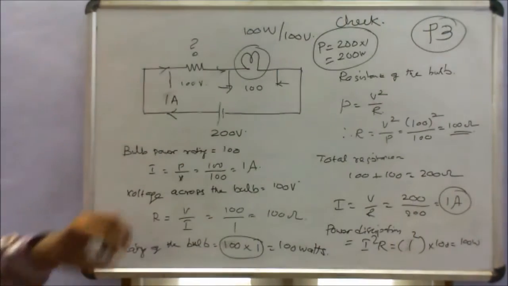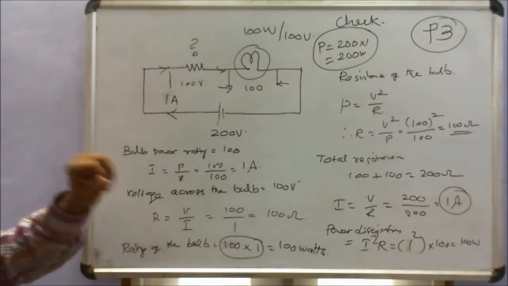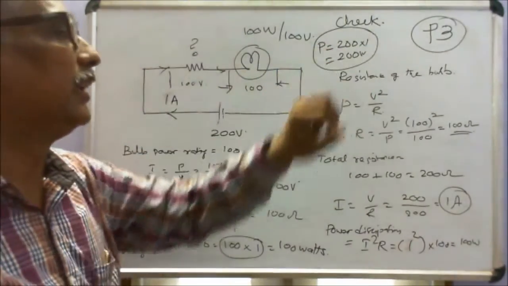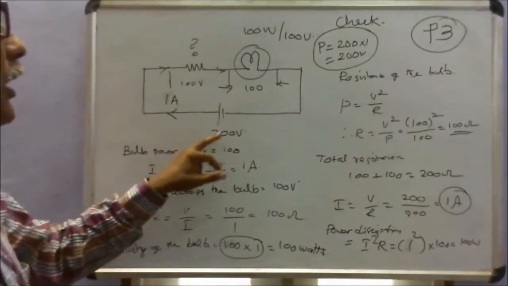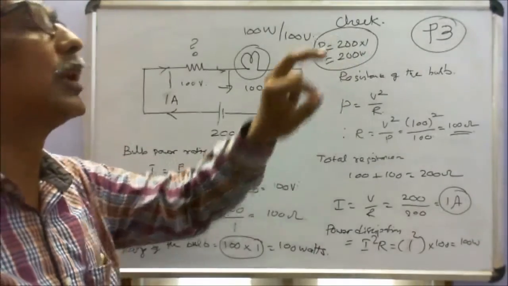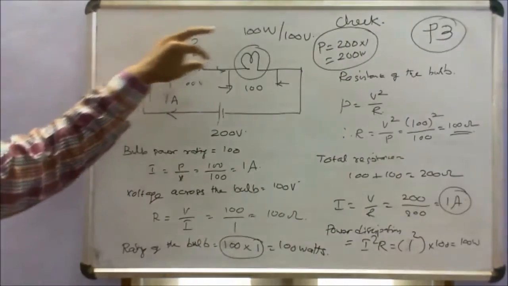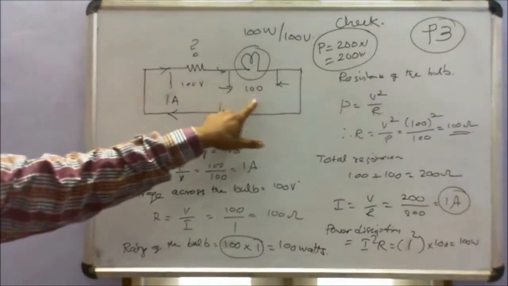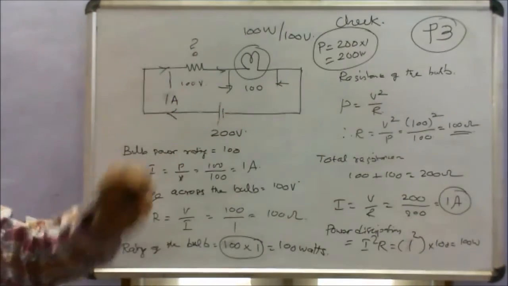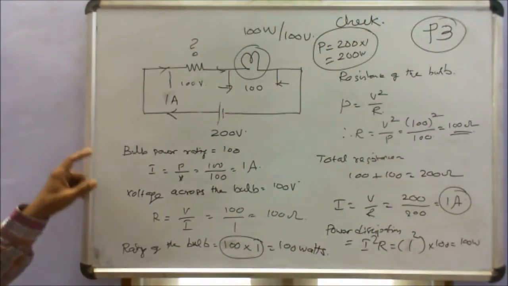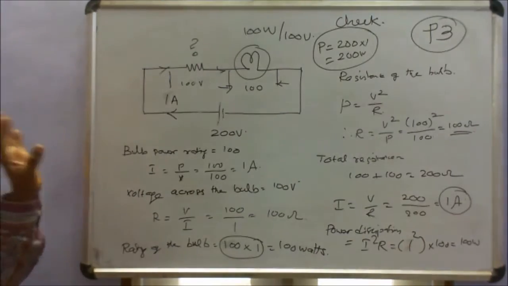We can check whether the problem is right or wrong. Power P is equal to V into I. That is power, 200 volts into 1, we will get 200 watts. So 100 plus 100, 200. 100 volts plus 100 volts, according to Kirchhoff's law, 200. This is the answer of this problem.